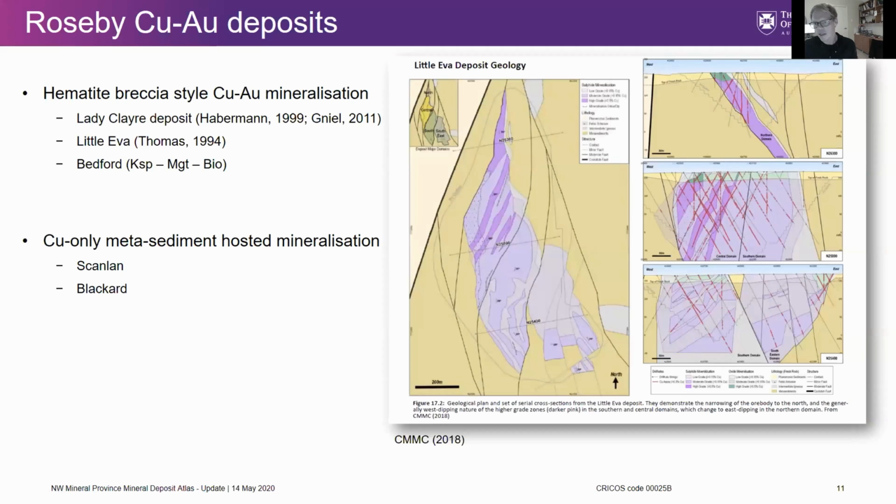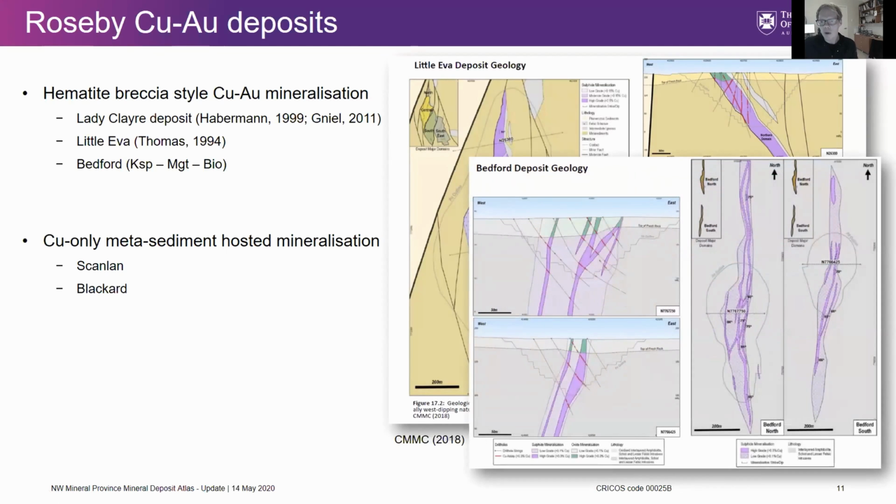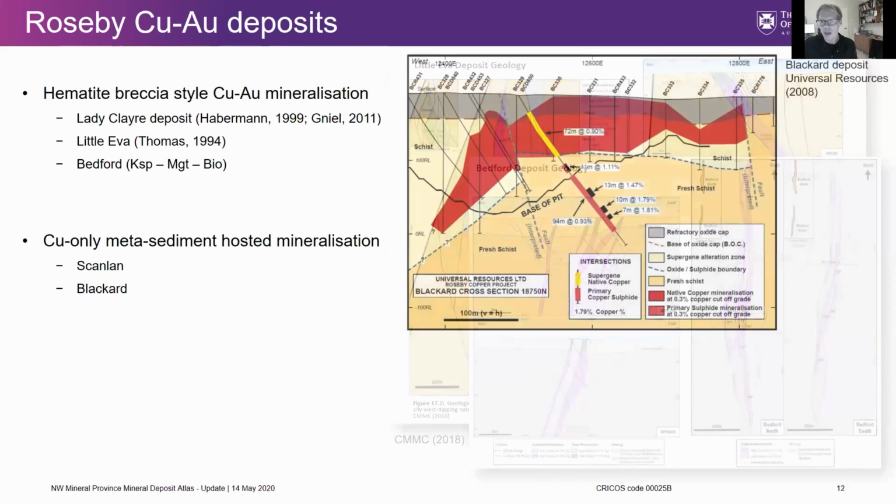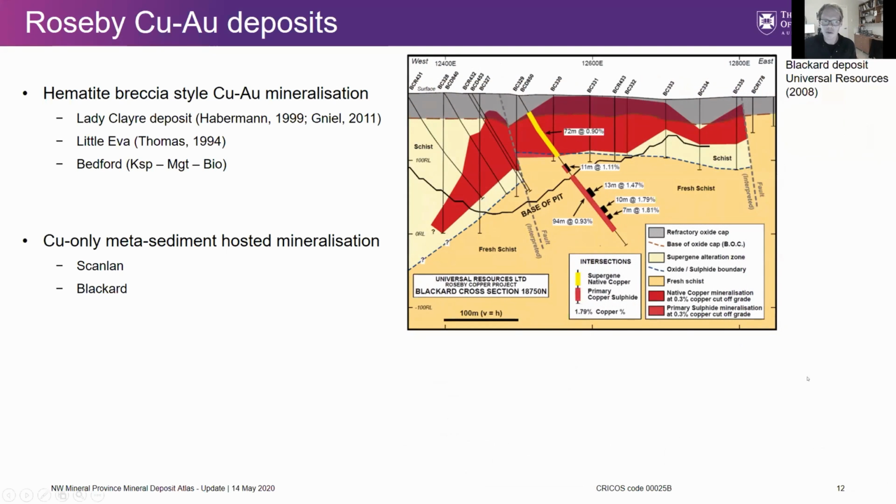So again, capturing the publicly available information either from theses or from the company resources, this is an example of the Little Leva deposit geology and some of the sections that have been released, and you can see some of the styles of mineralization in these very elongate lenses, lending themselves quite well to shallow open pits as well. The Bedford deposit, again, is one of these more breccia style deposits of extreme linearity, showing a strong structural control on mineralization, in contrast in some ways to the Blackard deposit.